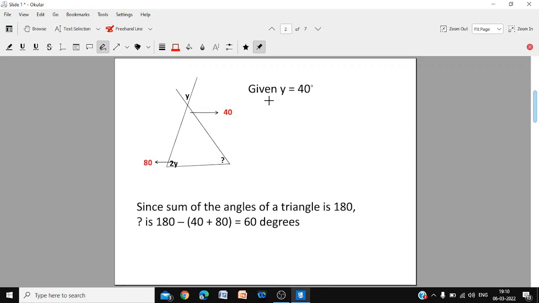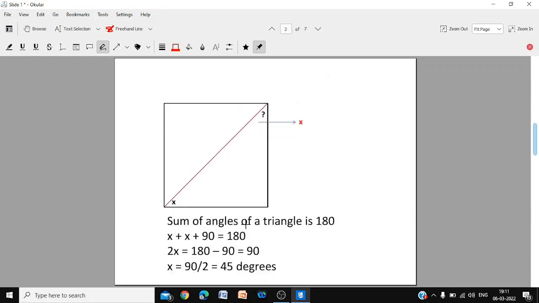Now, y equal to 40. So this is 40. That means this is also 40. Again, we have got the vertically opposite angles. And this is 2y. So if y equal to 40, then 2y should be 80 degrees. So we have got this as 80 and this as 40. And we are using the sum of the angles of a triangle is 180 degrees. So the third angle, the question mark, should be 180 minus the sum of the other two, 80 and 40. That's giving you 60 degrees.